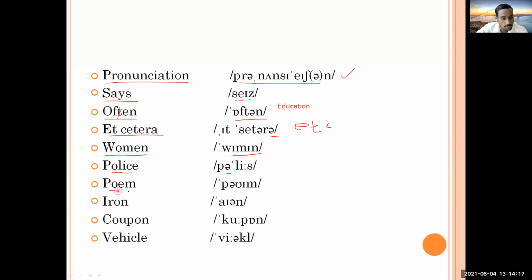In case of this poem, you'll come to know that this is called poem. It's im, not m. Poem. Okay. You people tell me how we should pronounce this. What is it? Iron. It's iron. Okay. Should we pronounce r here? No, sir. You should not pronounce r.